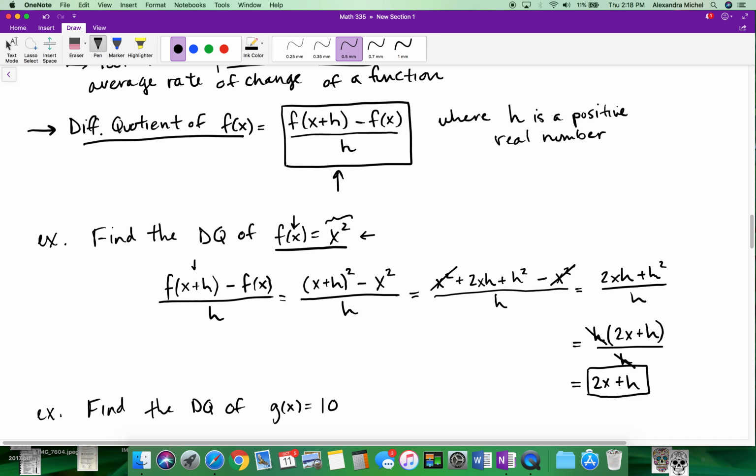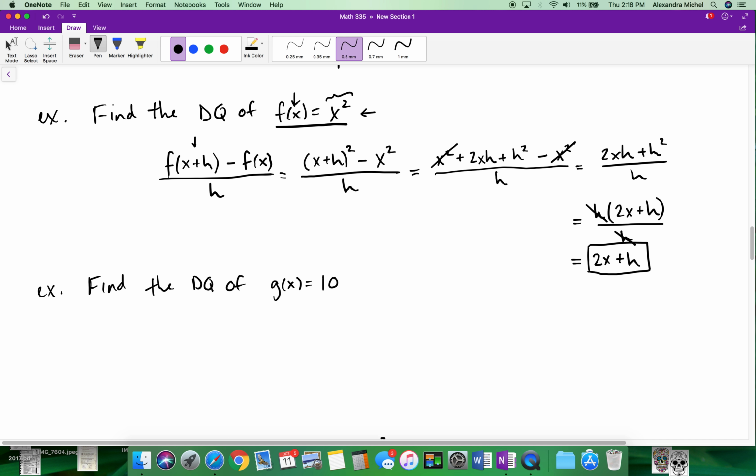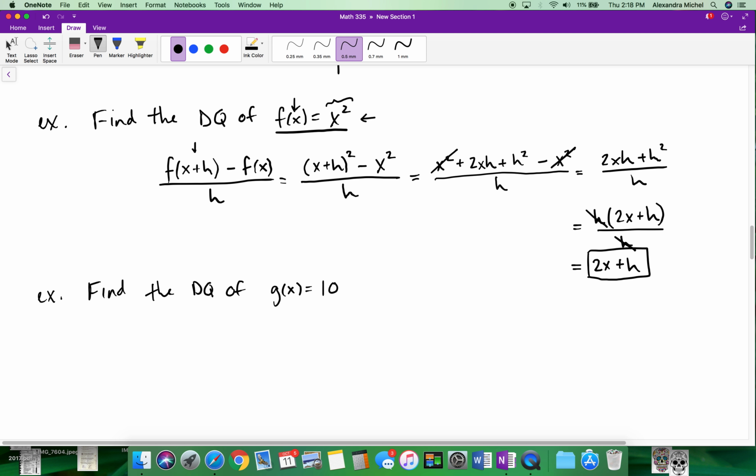All right, so let's do another one. Here we have g of x equals 10. So here we just have a constant function. I just want to make sure we see what to do when we just have a constant. So we want to do g of x plus h minus g of x all over h.